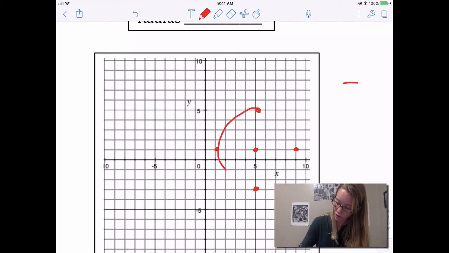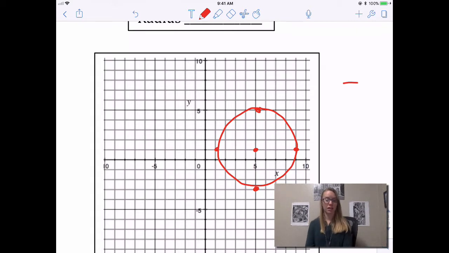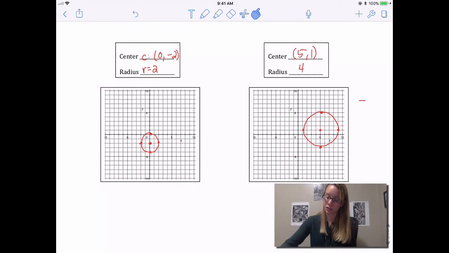So just make sure that you're consistent with your radius. If your circle looks a little off, it probably is. Okay, trust your judgment, recount. And then you can draw a good circle.